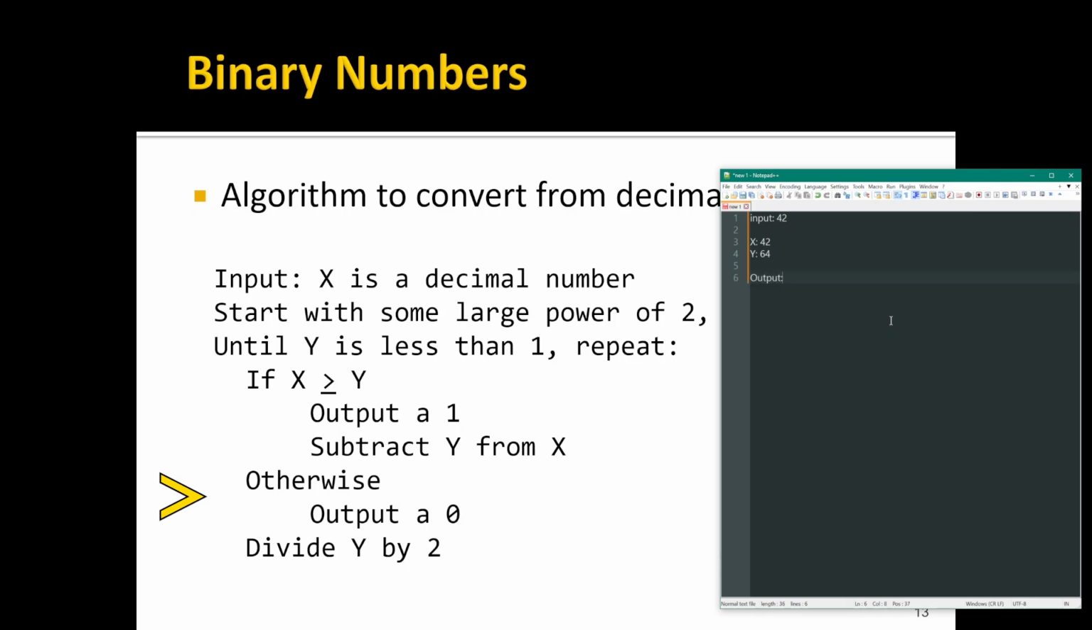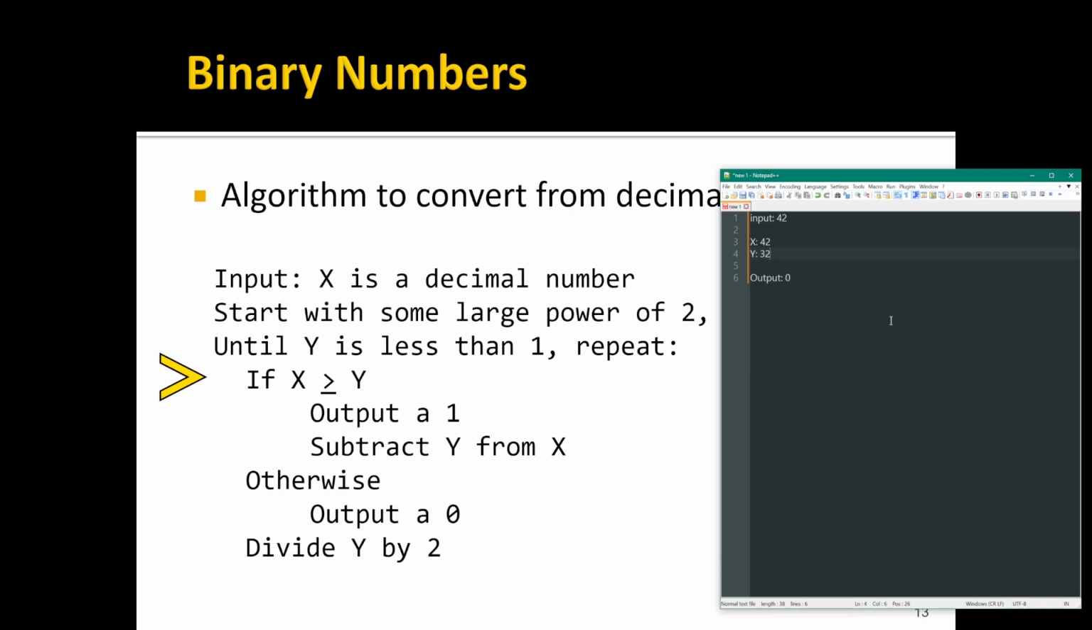We'll say output, and so far we put a 0. Then the next line says divide y by 2. So we go back to y and we say 64 divided by 2 is now 32. And we go back to the top of the loop. Y is still greater than 1, so we continue.